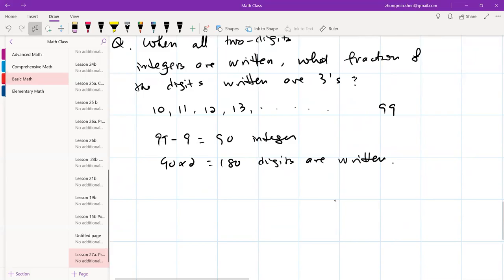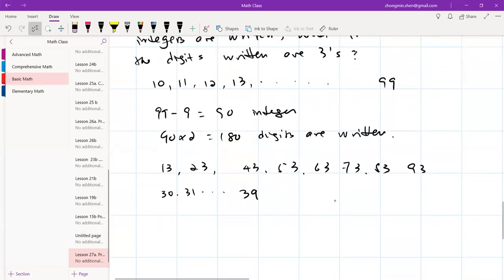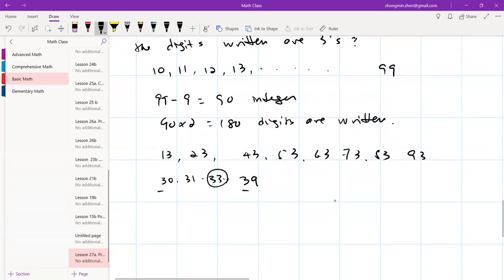But among them, how many are threes? How many threes can you get like this? You can say 13, 23, but then I skip 30, 31, all the way to 39, that's different. So 43, 53, 63, 73, 83, 93. Then you deal with those special ones. Let's count them, and make sure 33 is double counted. So you have 1, 2, 3, 4, 5, 6, 7, 8. So you have 8 threes. Then from 30 to 39, there are 10 integers, but 33 is double, so it's 11.